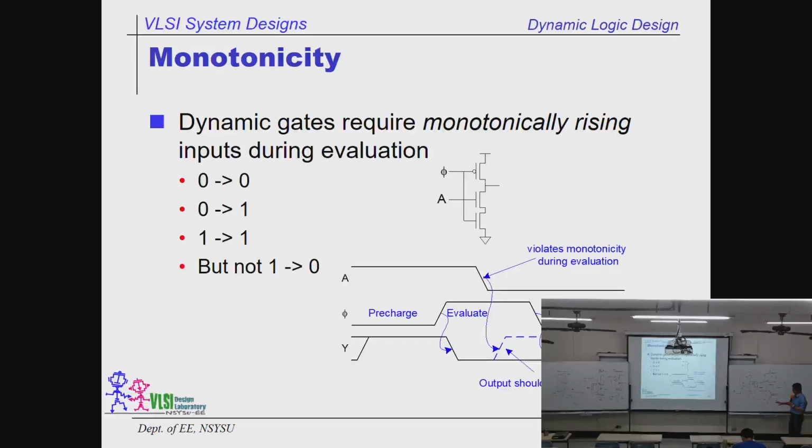This is good. So during the evaluation, if the input is pulled high, the output will be pulled down. It's perfect. So for these 3 cases, 1, 2, 3, they are all good. Now the only problem left is the last case. What is the last case? The last one.